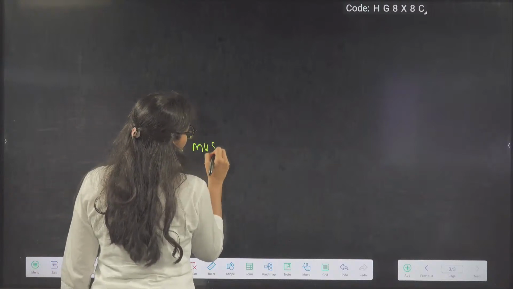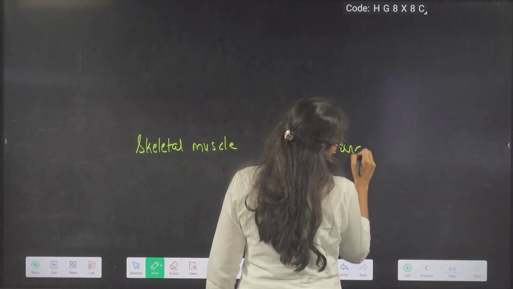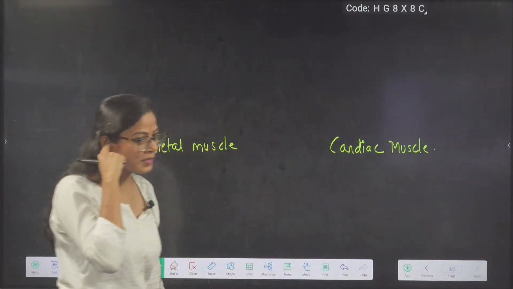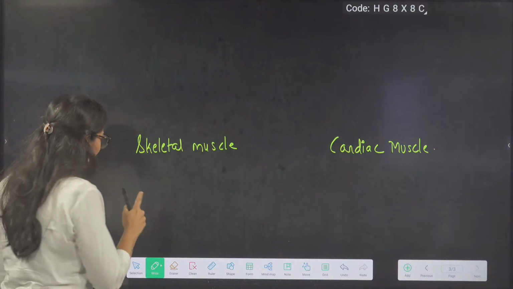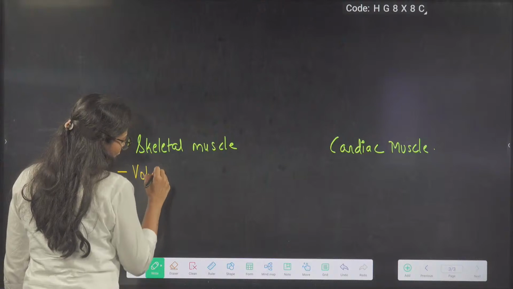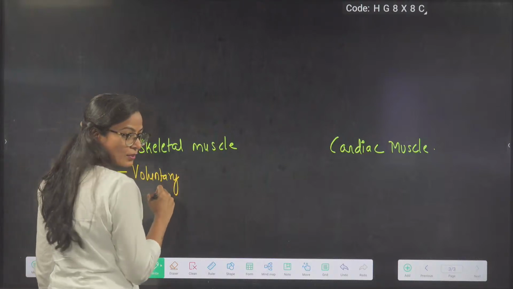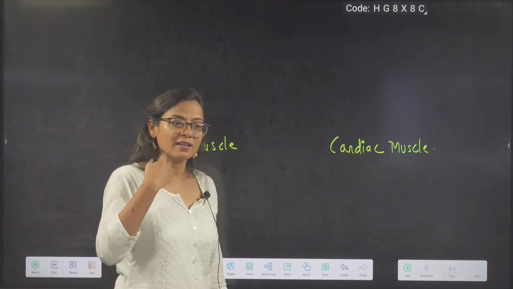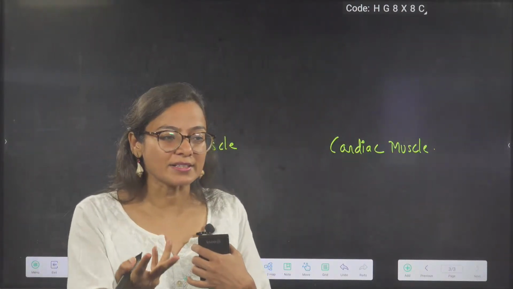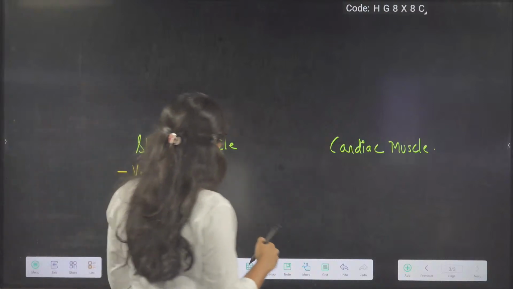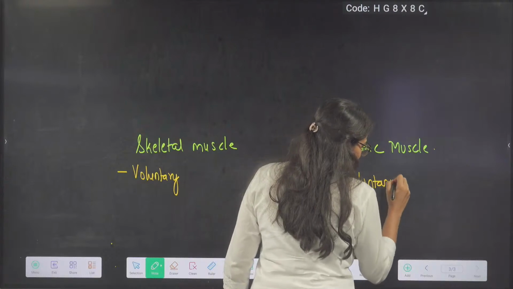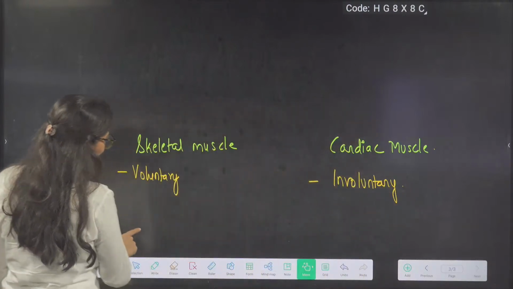Skeletal muscle and cardiac muscle, right? There are so many differences, but one difference we studied is that the skeletal muscles are under voluntary control. That means we can control them. Right now I'm moving my hand, so this is a voluntary action. That means it is under my will. Whereas cardiac muscle movement is involuntary, right? This is voluntary and this is involuntary.